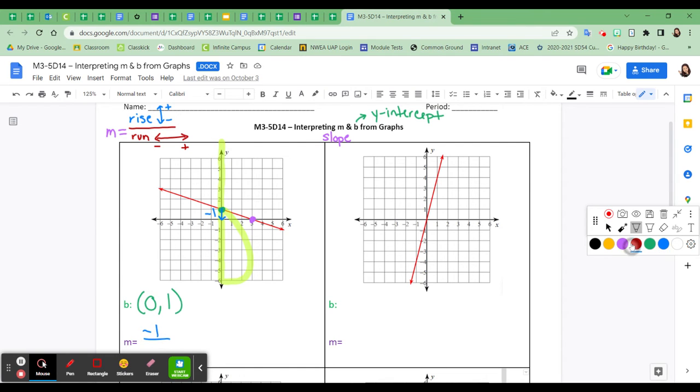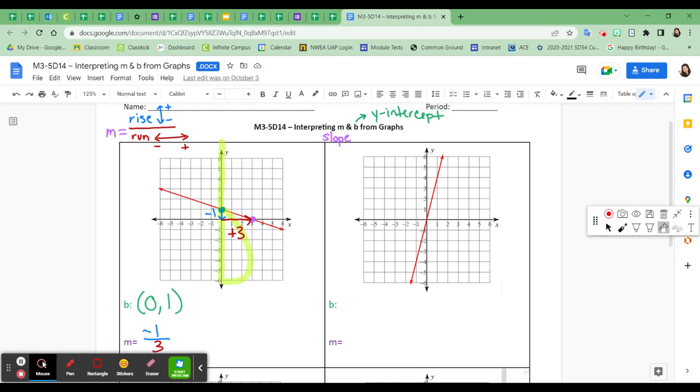-1 over. Next, we need to decide which way we're running. Are we going to run left or right? We need to run right in order to get to our purple dot. And we ran right 3 units. So we're going to put a +3 in our denominator. Next, we ask ourselves, can we simplify that slope? And we cannot.